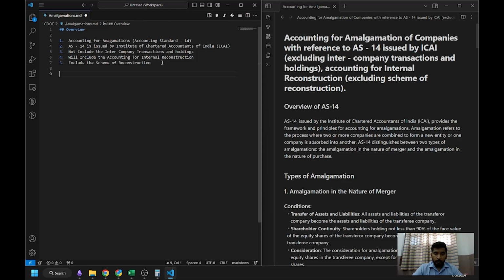So, what is AS14? Let us understand what is AS14. AS14 is issued by the ICAI and provides the framework and principles for accounting for amalgamations.